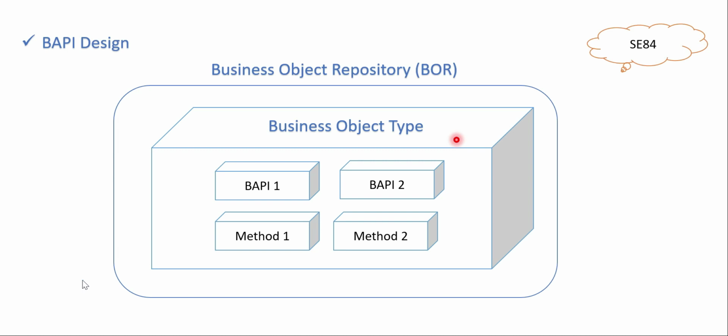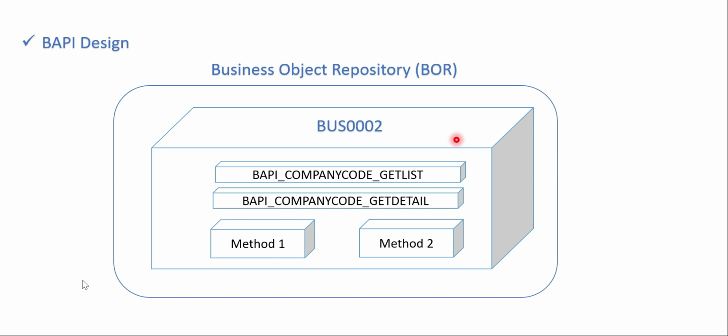SWO1 is a transaction to test your business object type, and SWO1's design counterpart SW84 is a transaction to see the design of any business object type. We will see both transactions in the system. Some examples: one of the business object types under the BOR is BUS0002, which is relevant for company code. They have BAPIs for that to get the full list of company codes or the details of a particular company code, so you go with the GetDetail BAPI.